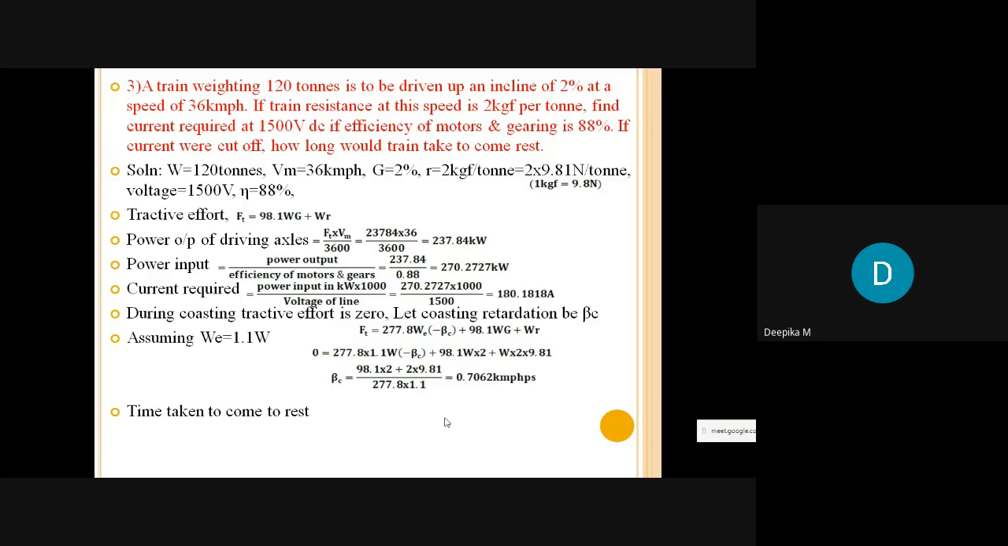Then we have to calculate the time taken to come to rest, which is nothing but speed by beta c, or speed by retardation, will give you the answer 50.97009770 seconds, which will be the coasting period. So this is the time taken by the train to come to rest. You can observe here, within this small span of seconds, or like within 1 minute, the train comes to rest. So this is how we have calculated.